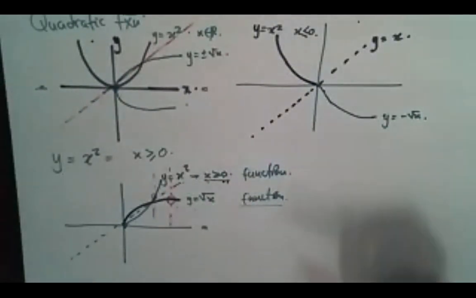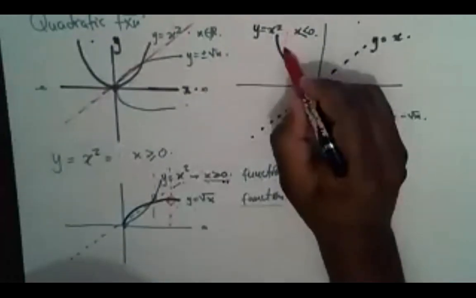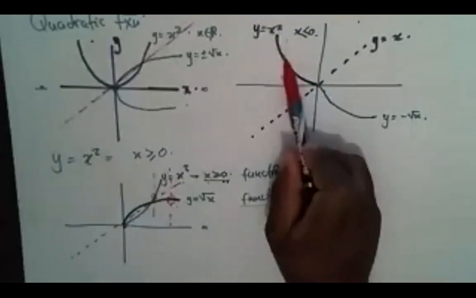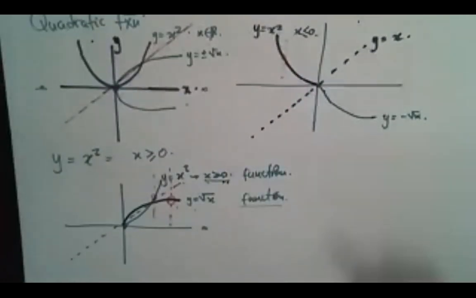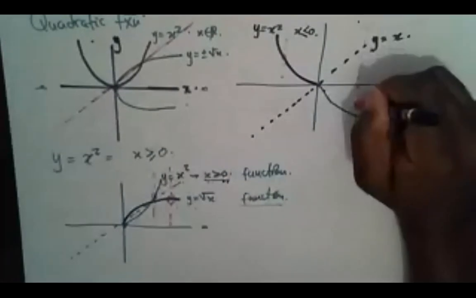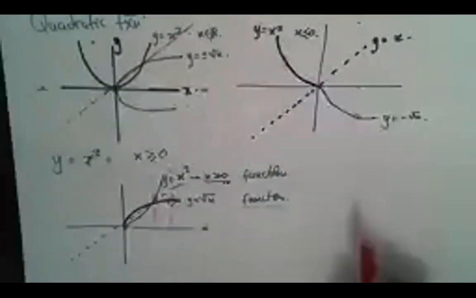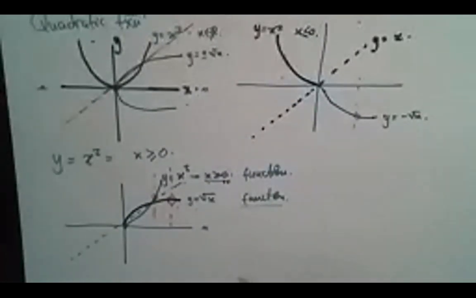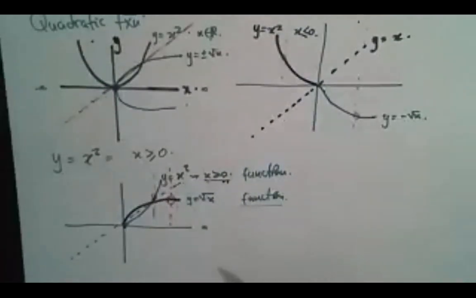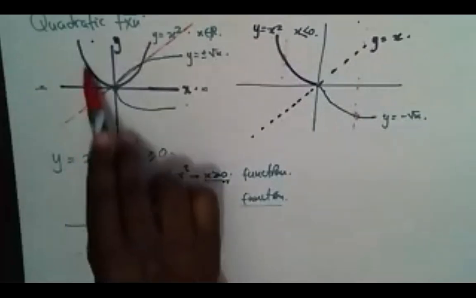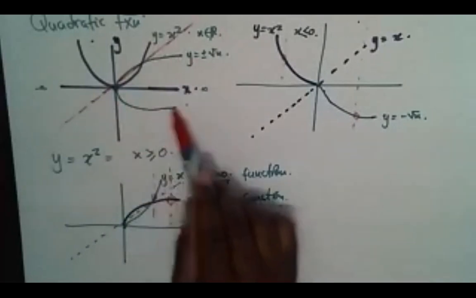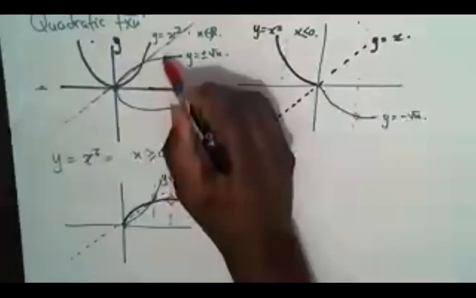on the original function, it still remains a function because it passes the vertical line test, cutting only once. If I also draw a line on this one, on the inverse, it also cuts this graph once. So it becomes also a function. So on the original, let's look at the original. The graph is a function, but the inverse is not a function because it cuts 2 points.